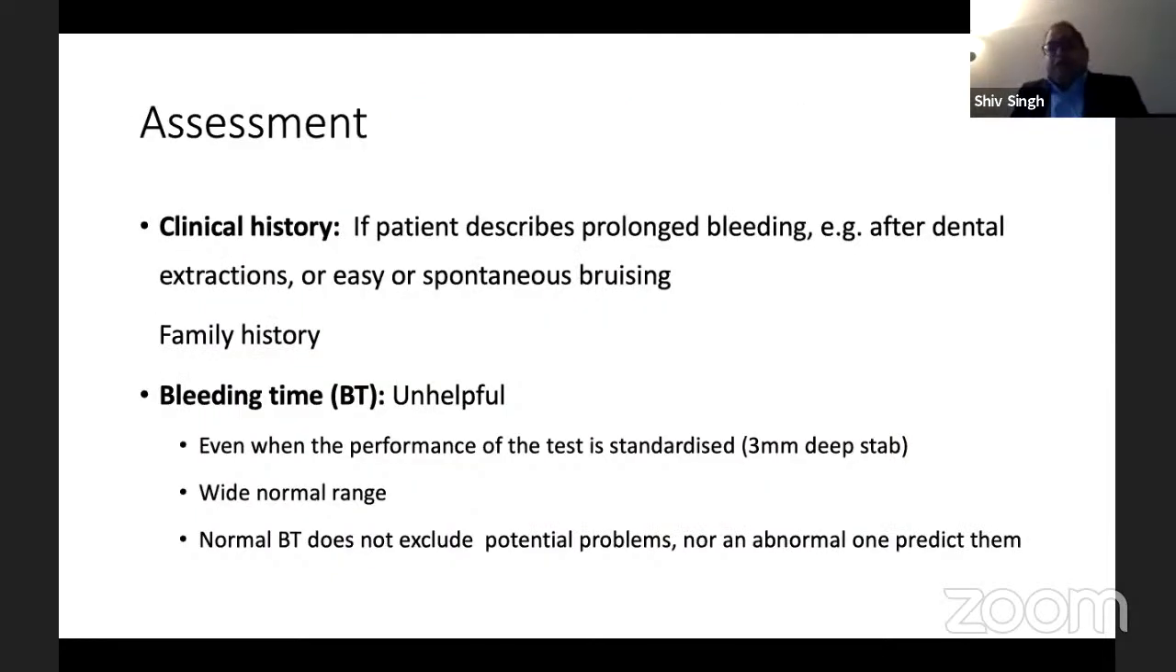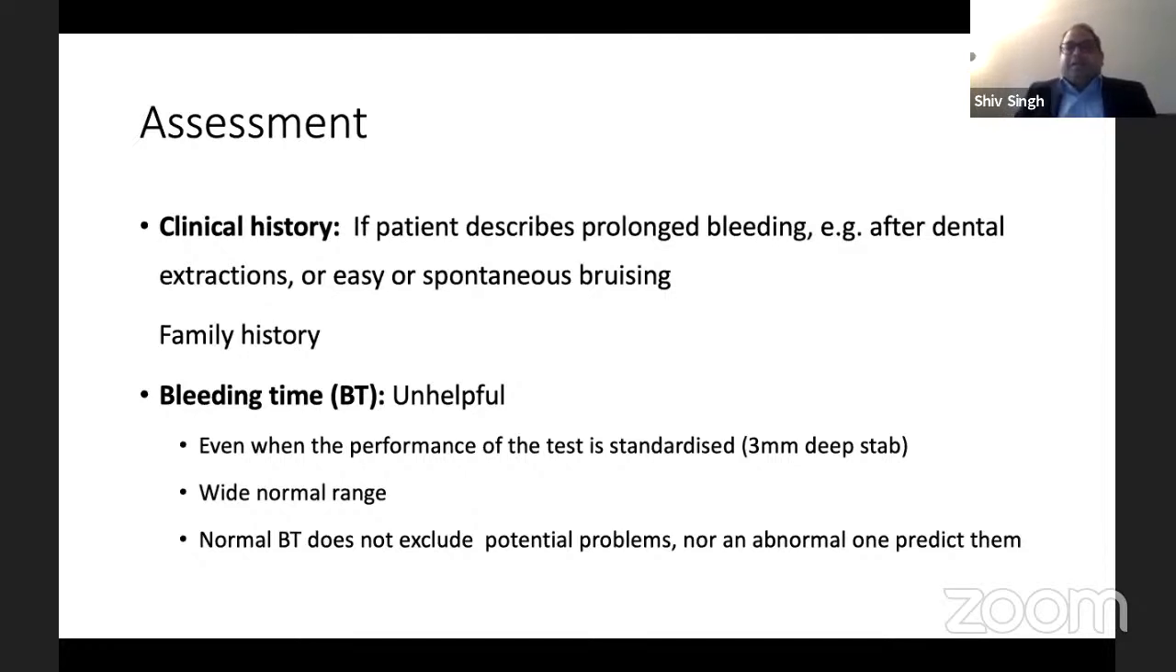So how do we assess coagulation? First thing, as usual, it's important to look at the clinical history. We need to see if there is a history of prolonged bleeding after things like dental extraction, or easy or spontaneous bruising. Is there a family history of the same, if the patient has not been exposed to these? He's not had dental extraction. Easy spontaneous bruising may be common. So family history is equally important.